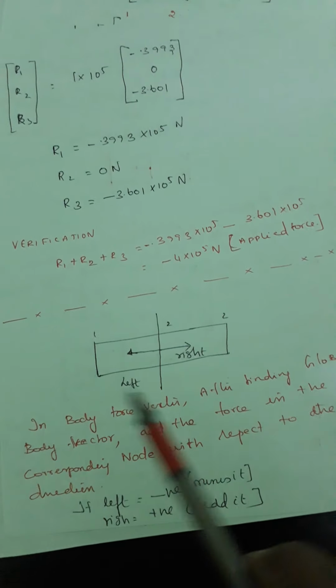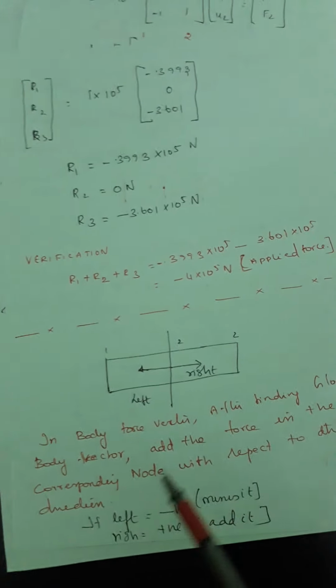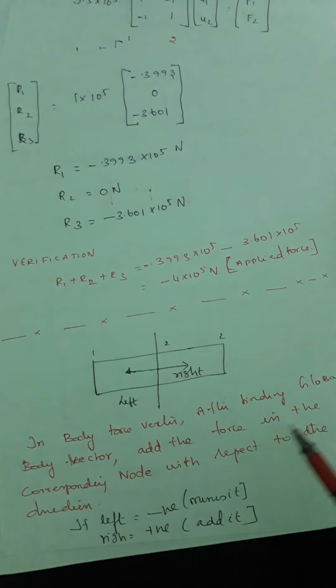In calculating the body force vector, after finding out the global body force vector, add the force in the corresponding node with respect to the direction.